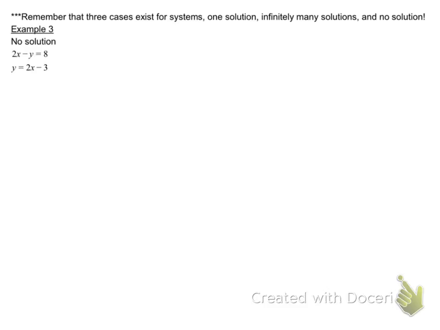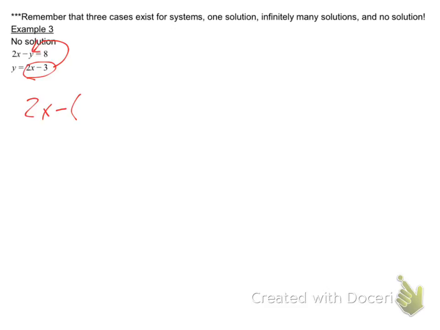Something happened, didn't it? What happened to your variables? They canceled. What do you guys end up being left with? 0 equals 5. When does 0 ever equal 5? Never. So therefore, there's no solution. If you guys get to the point where it's two numbers that are supposed to be equal that are not equal, there's no solution.